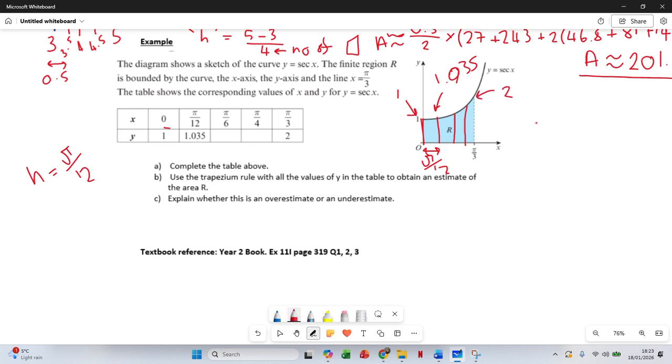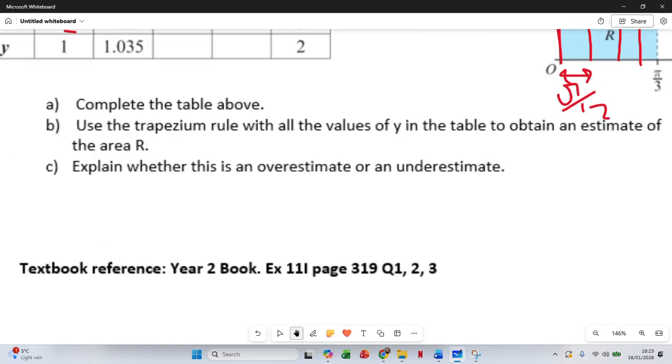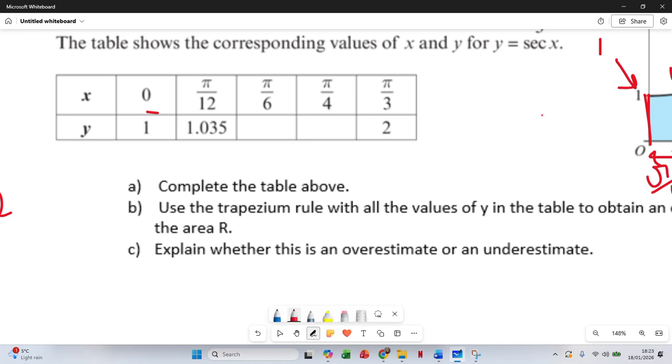So we just need to find the missing values. I'm just going to zoom in. To find this missing value, we're just going to do sec, it is sec, isn't it? Yeah. So this value would be sec of pi over 6, and this value here will be sec of pi over 4. So we just need to find those values by substituting those x values in for y. And that is going to get us 1.155. And when we substitute pi over 4 in, that's going to get us 1.414.